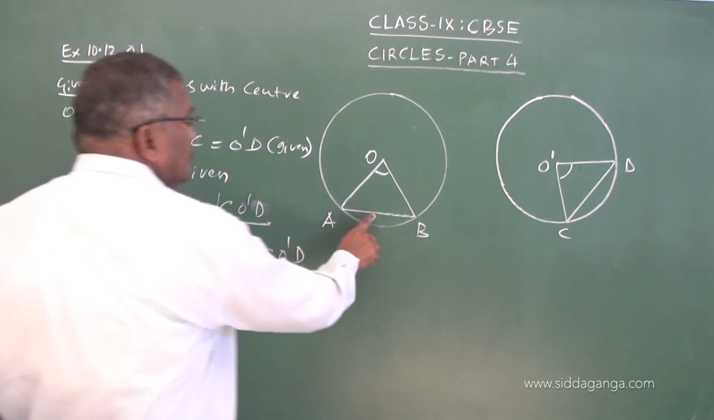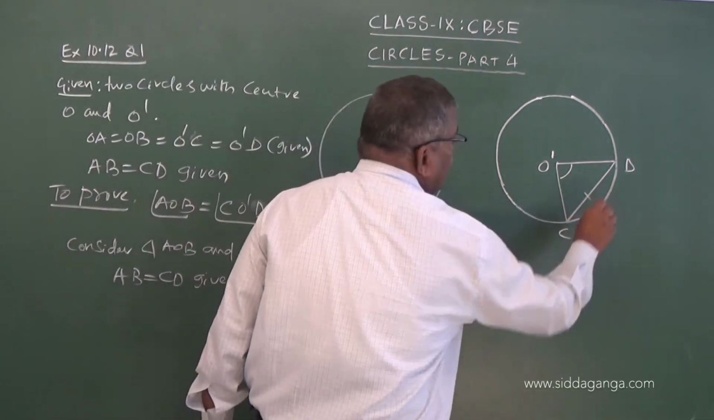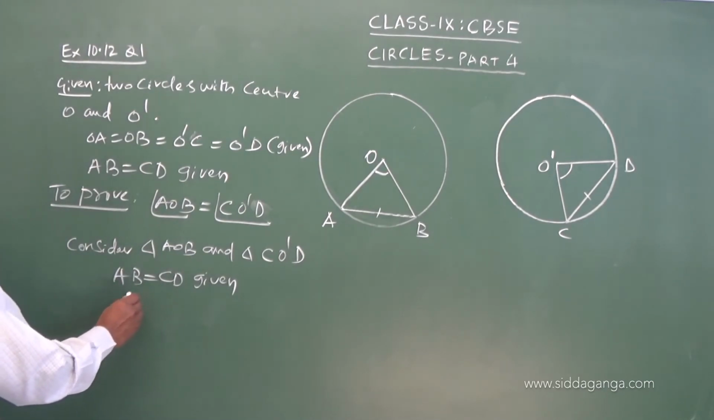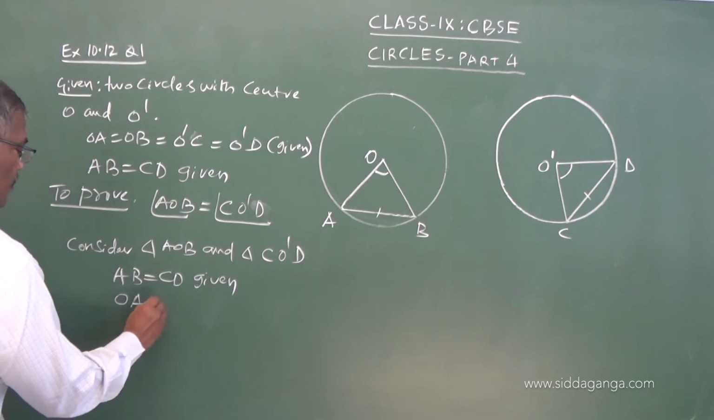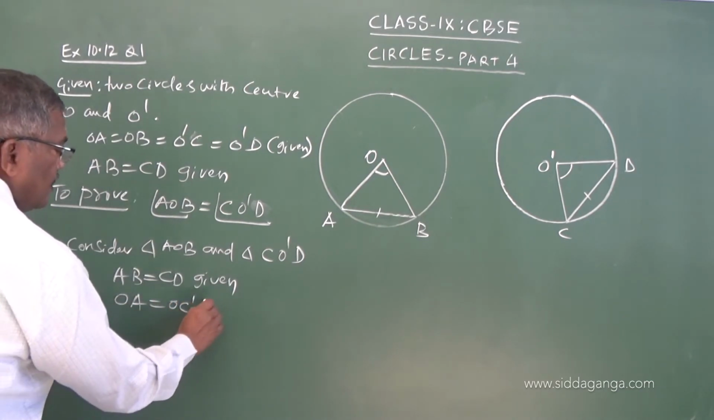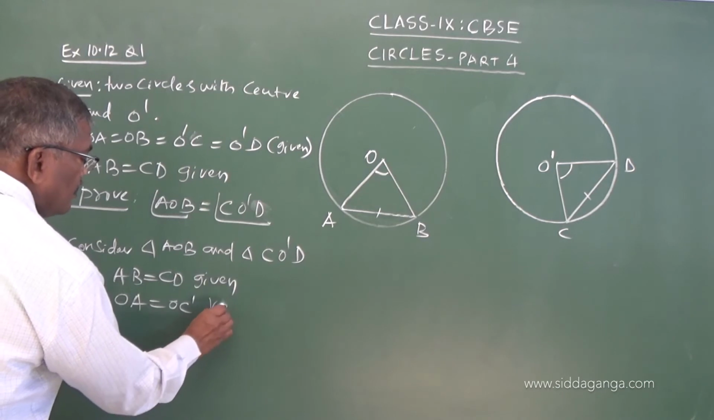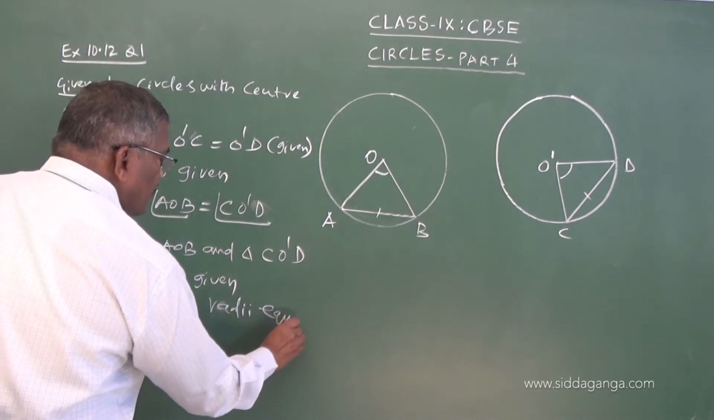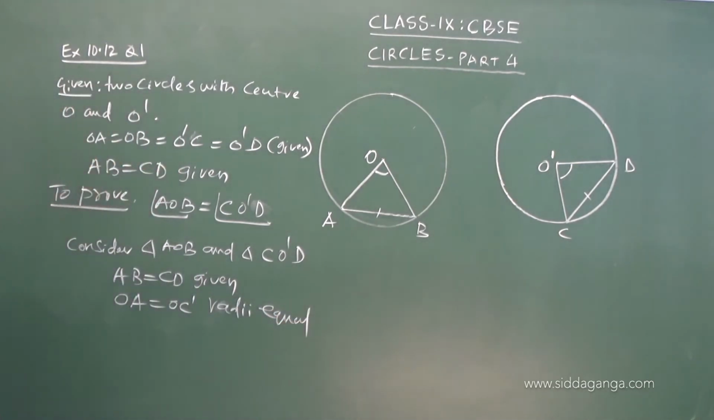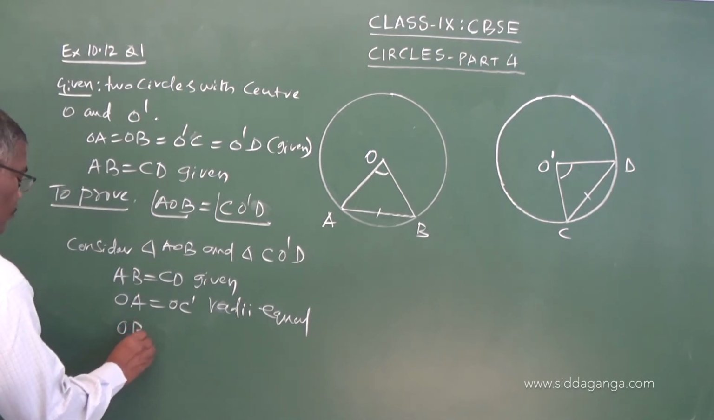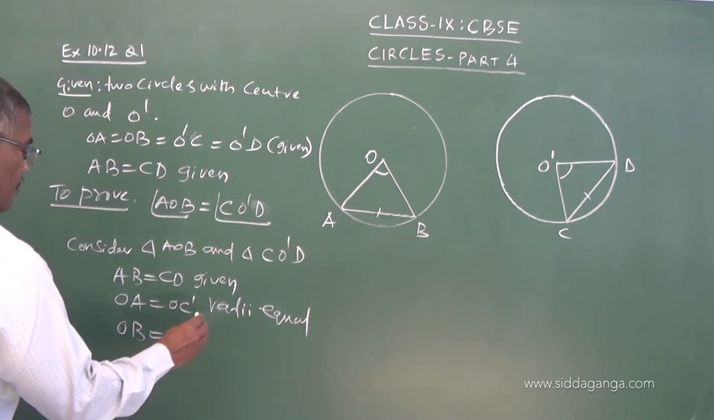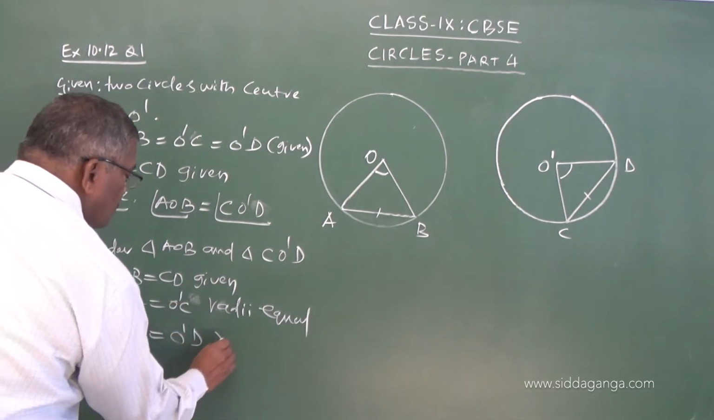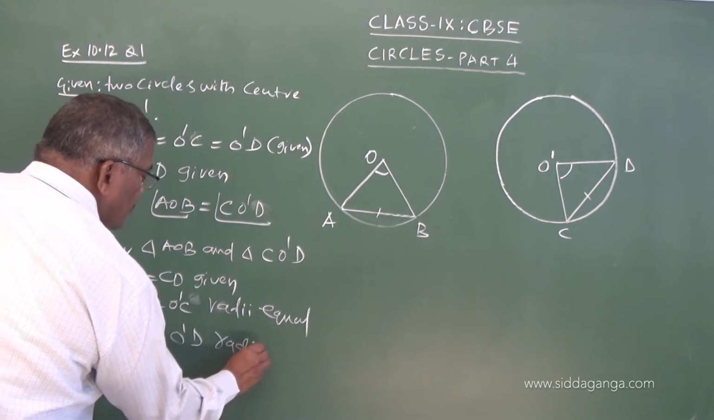Now, see this AB is equal to CD, and we have OA equals O dash C. Both are radii, so radii are equal. Similarly, OB equals O dash D. These are radii, equal.